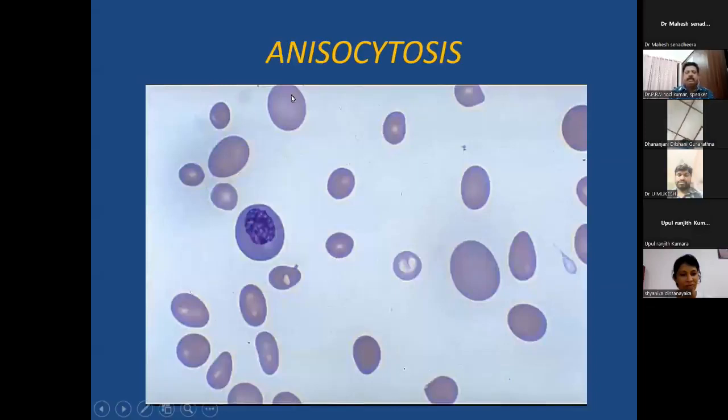This is anisocytosis. You can see the difference in the size of individual erythrocytes, and you can see the lower number of erythrocytes in the smear. You can see a nucleated RBC.